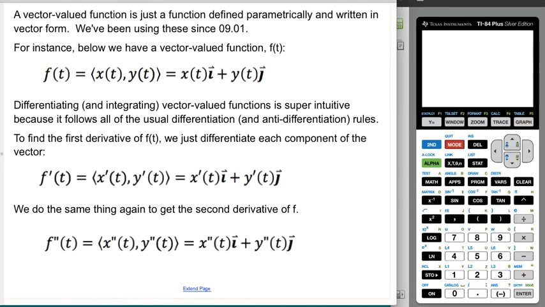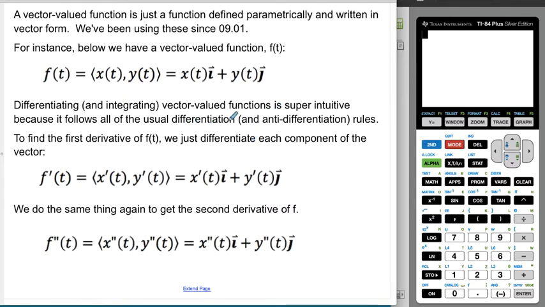Okay, so vector-valued functions are functions that are defined parametrically. Basically, this isn't different than what we've been doing since 9.1. It's just a slightly different way of looking at it. For instance, f of t could be written as <x(t), y(t)>, meaning x of t is the x direction position or motion, and y of t is the vertical position or velocity or whatever this function represents. You could also write that as x of t times the i vector, because that means in the x direction, and y of t times the j vector, because that means in the y direction.